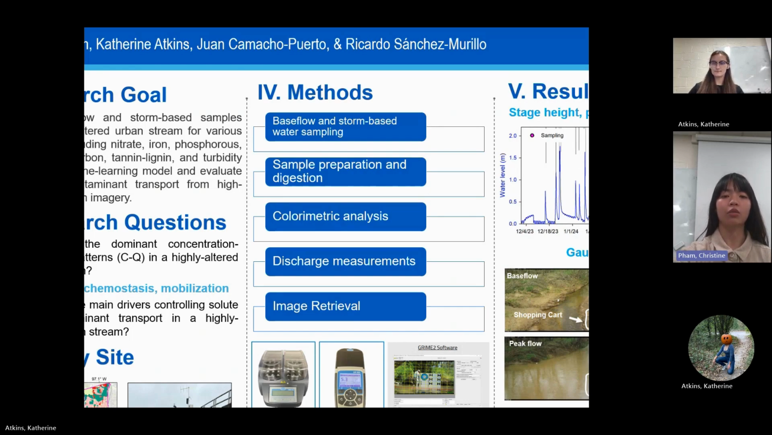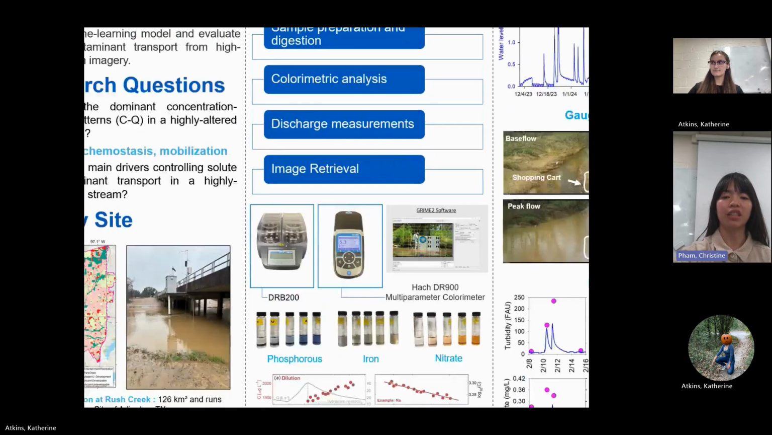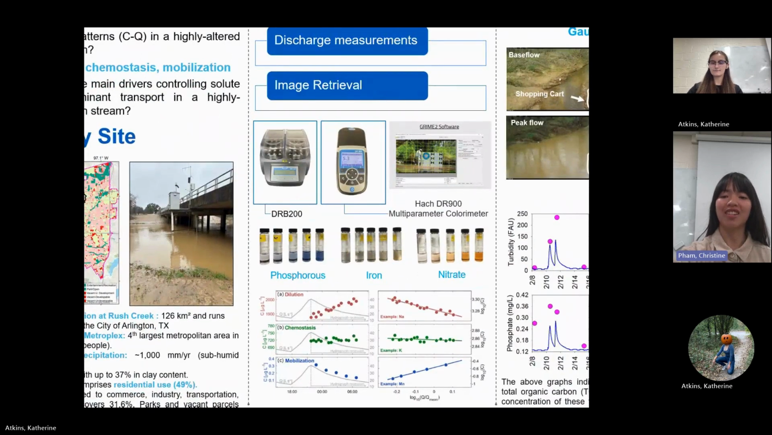The DIB200 was used to prepare our TOC samples by heating them up, and the colorimeter was used to measure the concentration of each sample by measuring the absorbance of light waves. As we get closer to obtaining a more robust data set, we plan to use the GRIME software to quantify watercolor values and use those outputs in our machine learning model.